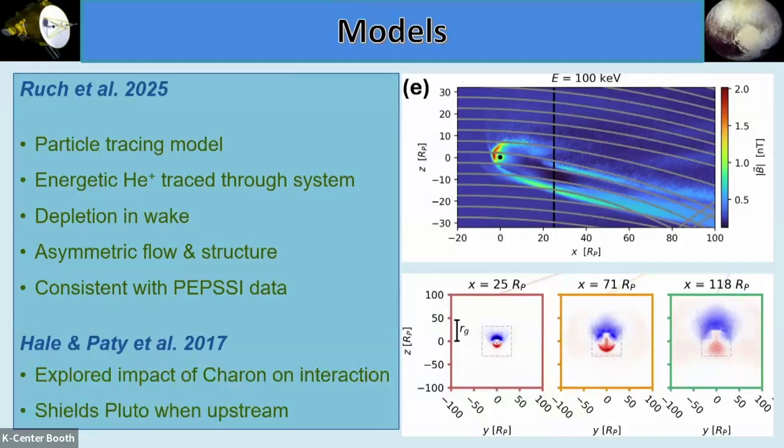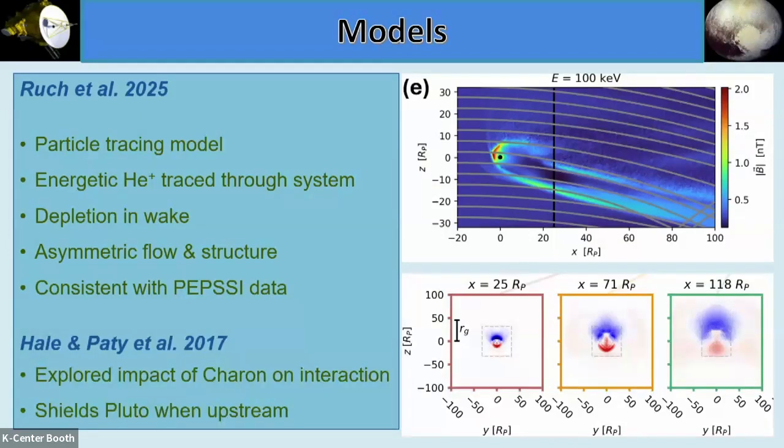There's another model, not so recent, the Hale and Paty one from 2017. They looked at this interaction and thought about the role of Charon. They showed that, depending on where Charon is in its orbit, if it's downstream, it doesn't make much difference. But if it's upstream, it deflects some of the flow around Pluto. And so Pluto's interaction region is, if you like, sheltered a little bit by this interaction with Charon.